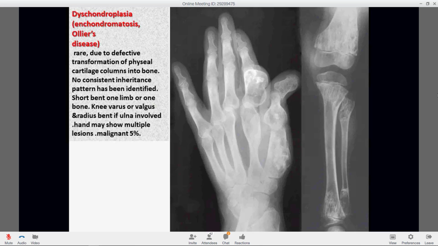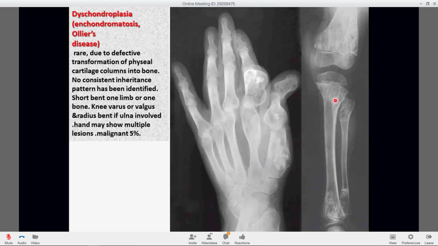Dyschondroplasia or Ollier's disease, enchondromatosis. This is rare, due to defective transformation of physeal cartilage column into bone. No consistent inheritance pattern has been identified. There is shortening in one limb or one bone. Knee valgus, or valgus and radius bend if the ulna is involved. The hand may show multiple lesions and malignant transformation is about 5%.